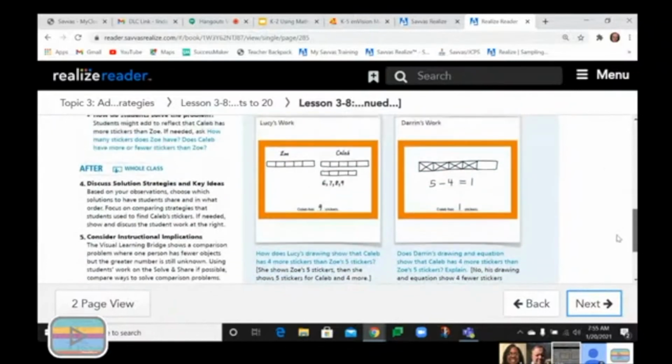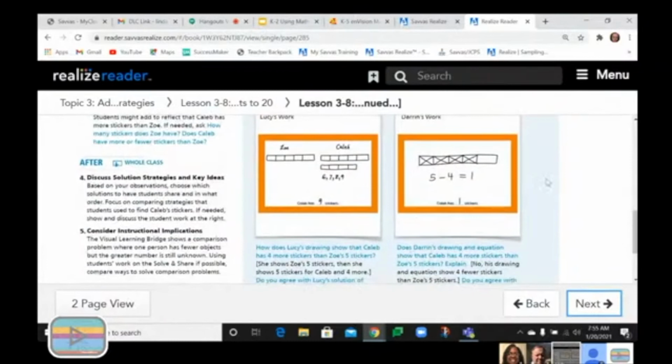We have this at the bottom, so it shows you examples of 2 students who did the problem. Lucy's work looks kind of like mine, but Darren had a misconception. So you would probably, while they're working, try to capture that and ask some questions to guide them around that.